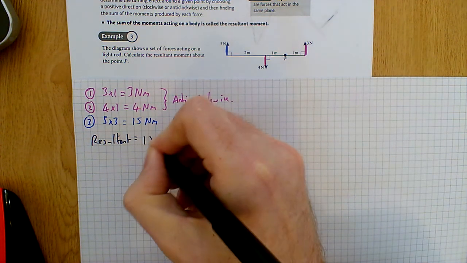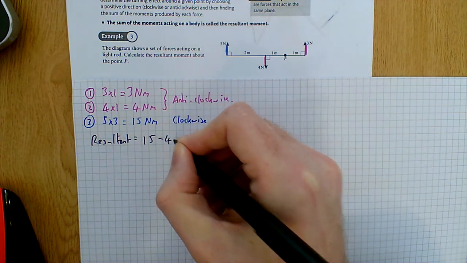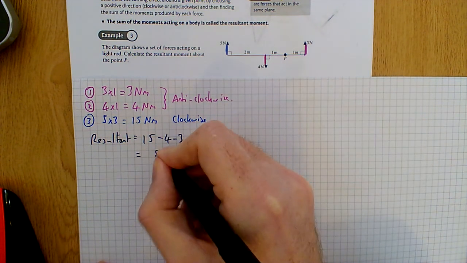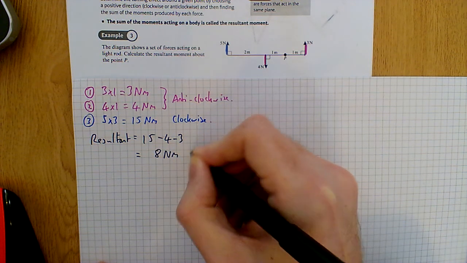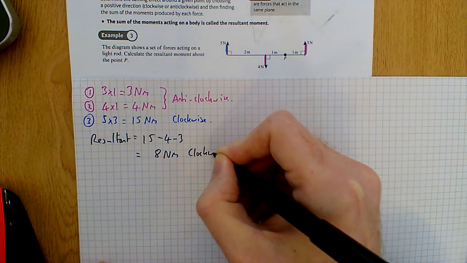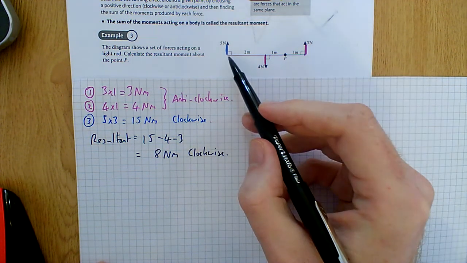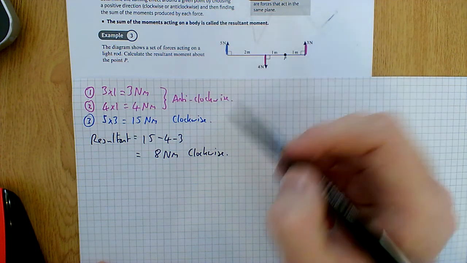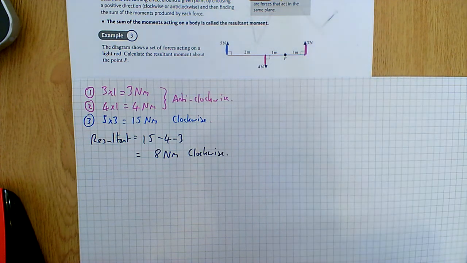So we've got 15 clockwise, but this is going to get cancelled out a little bit by the 4 and the 3 turning the other way. So this is 8 newton meters, and we've got to state the direction: clockwise. So the blue one is going to overpower these two, and we'll get an overall force turning it of 8 newton meters in the clockwise direction.